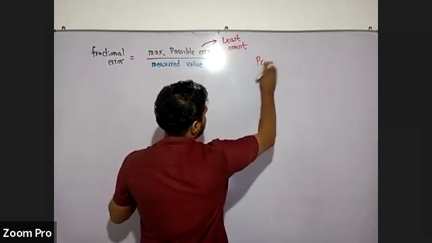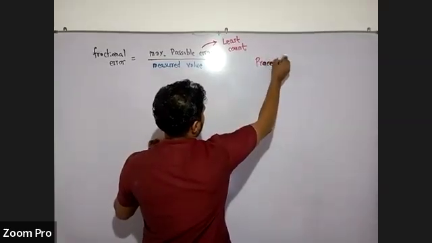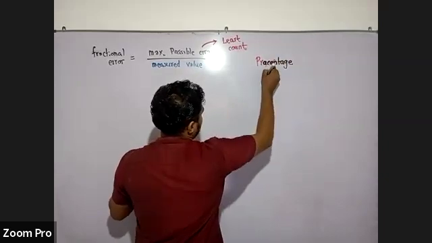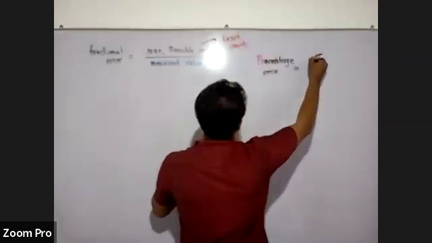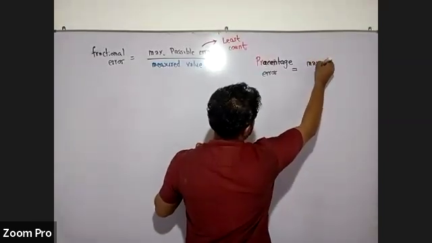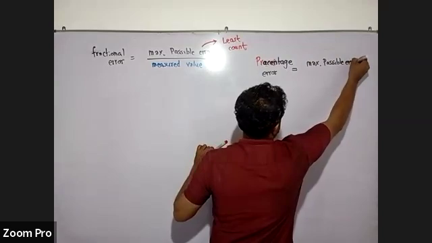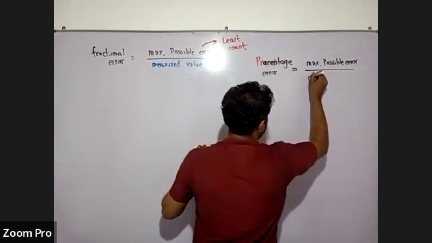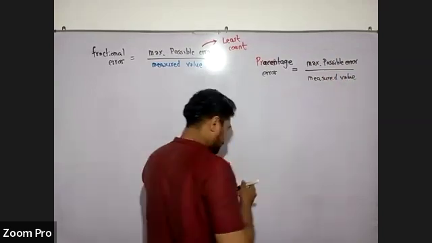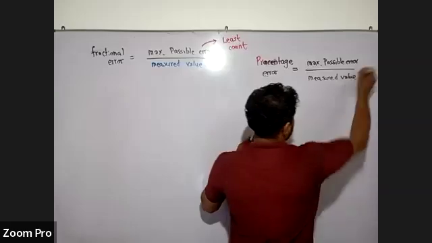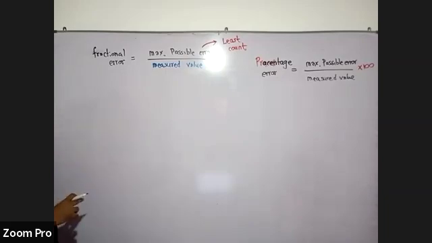And then we discussed the percentage error. Percentage error is similar to this equation, but the only difference is that here we have to consider maximum possible error over measured value. Here we have to express it as a percentage, so we have to multiply it by 100. So, right, this is the equation that we discussed on the last day, right?